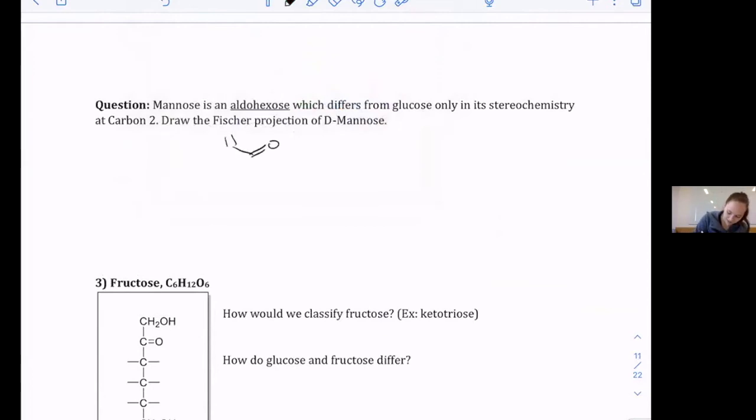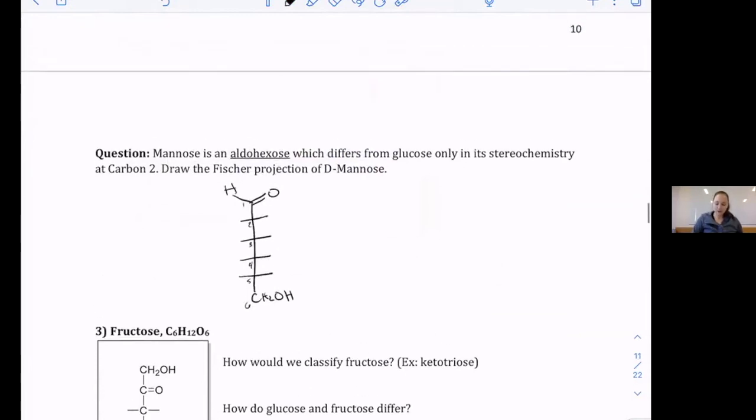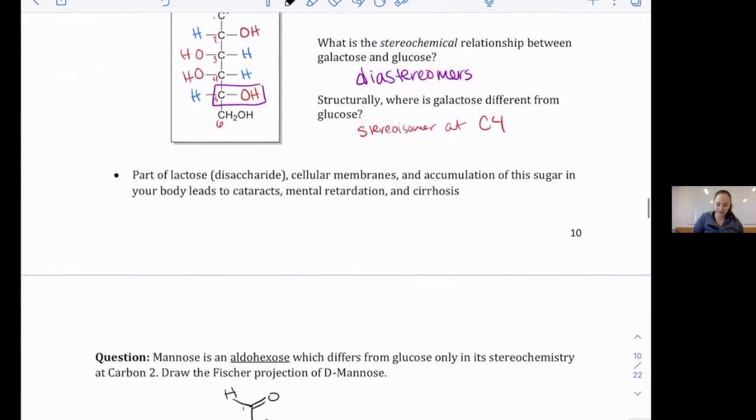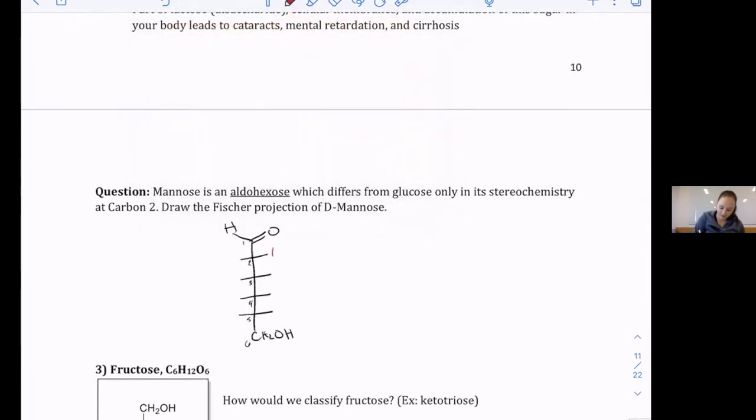We have our aldehyde. I like to just draw a line. 1, 2, 3, 4, 5, 6 carbons, CH2OH at the end, as always. Okay, so let's go ahead and just copy exactly what galactose is. So we had right, left, left, right for our hydroxides. Right, left, left, right. Draw in our hydrogens. So this is galactose.